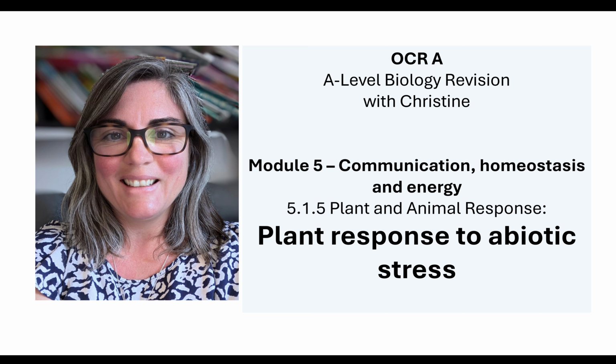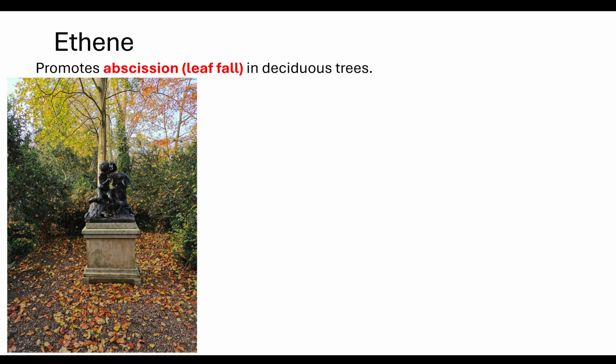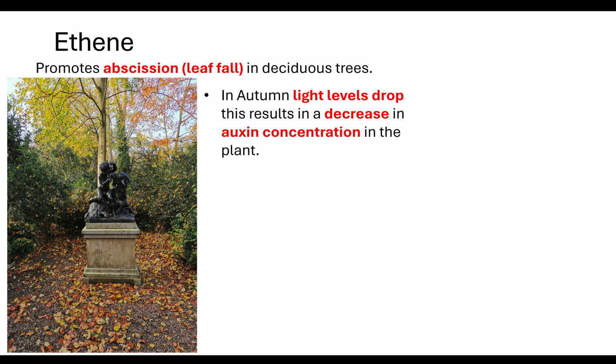So today's lesson I want to look at plant response to abiotic stress. Right now, if you look out your window, if you live in the UK like I do, you're going to be seeing some of the leaves start to fall from the deciduous trees. Well, that's because of the hormone ethene. So the hormone ethene promotes abscission. That's leaf fall. Now, what causes that?